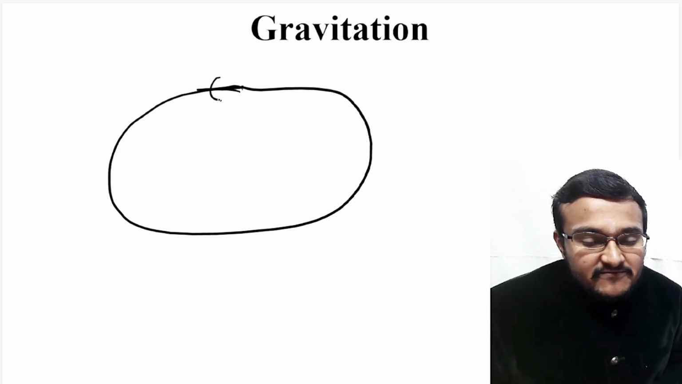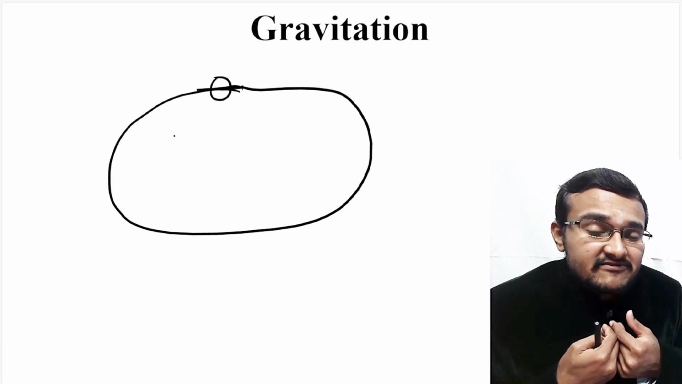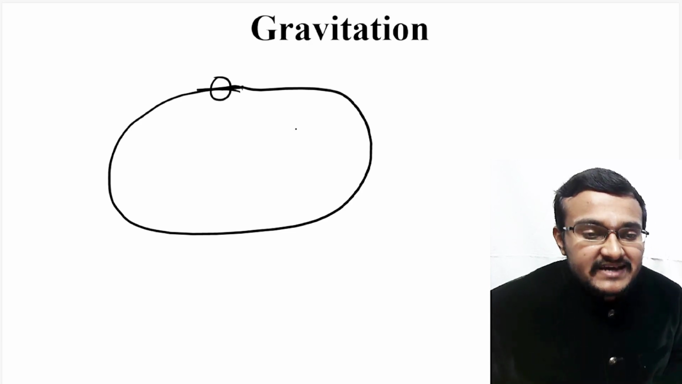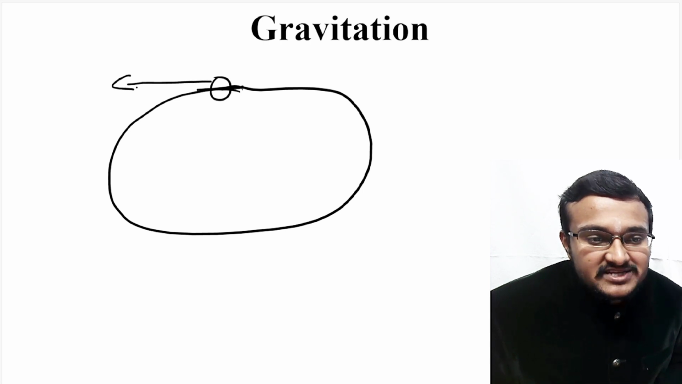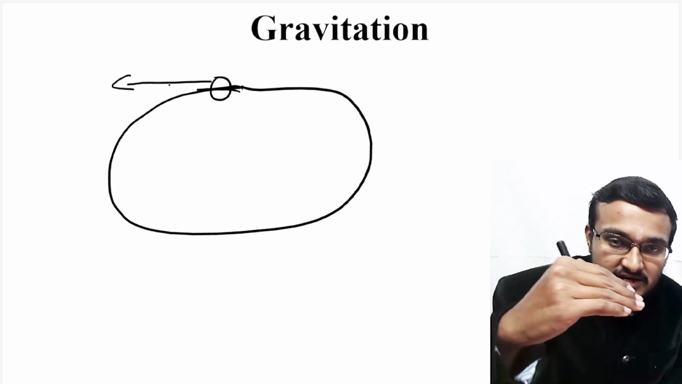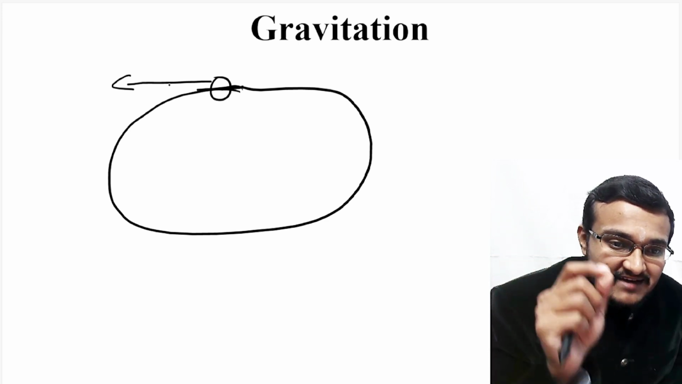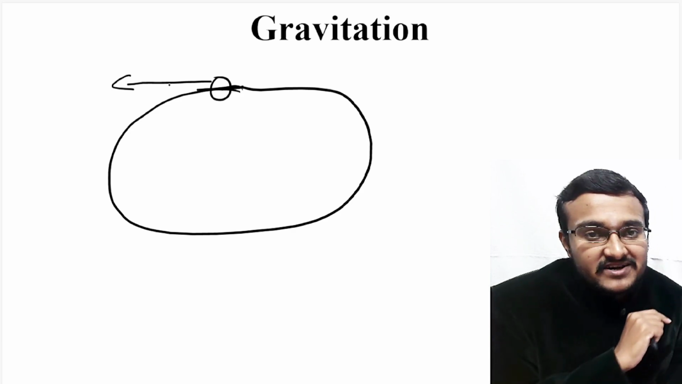For example, if the moon is traveling at this position, and suddenly the gravitational force ceases, then the moon will follow this direction, because initially it was going in that direction. Because of the gravitational force it keeps changing its direction, but whenever that force is removed, the moon will follow the tangential direction.